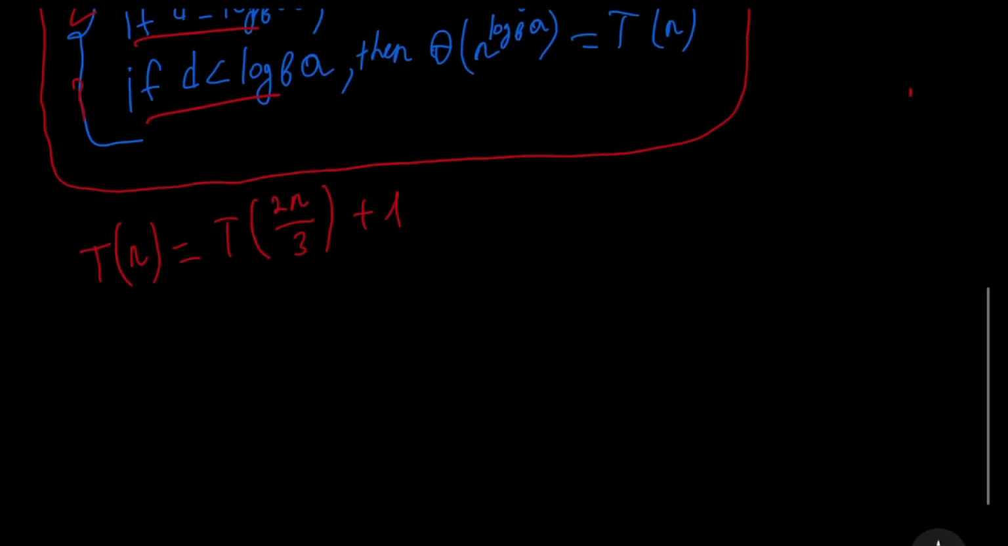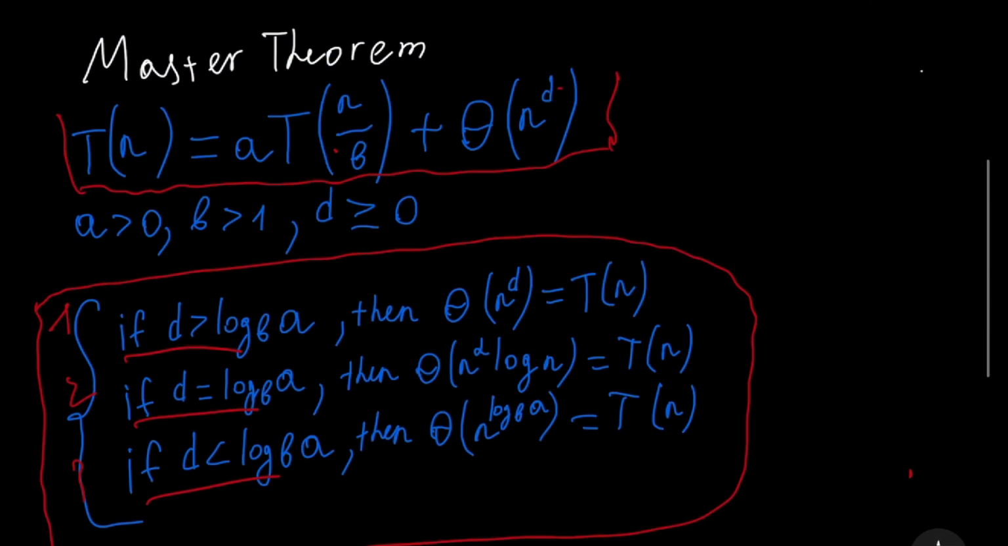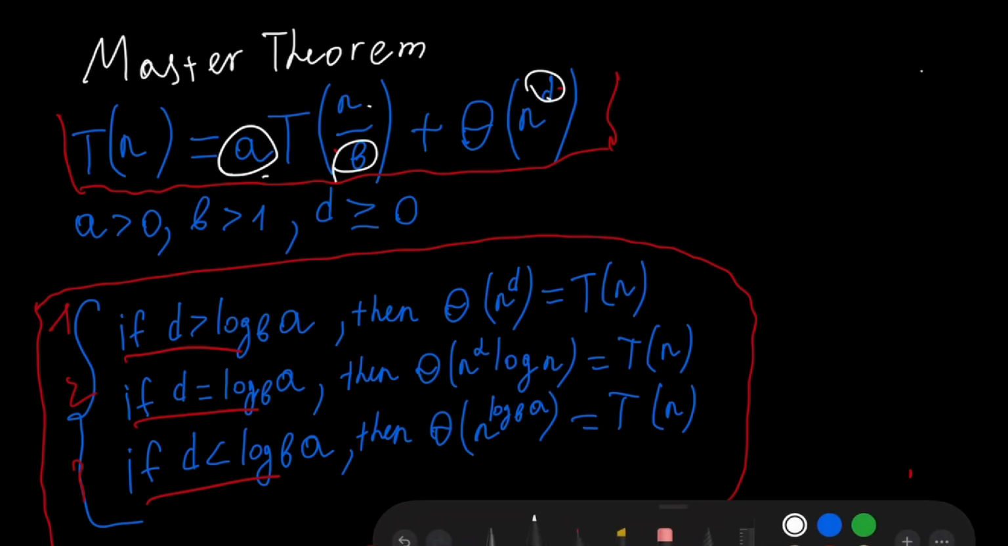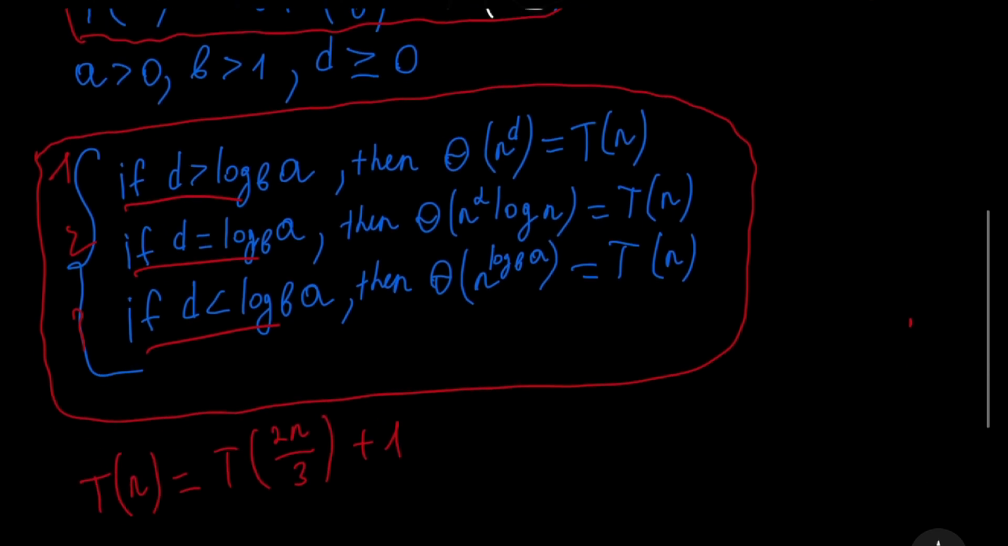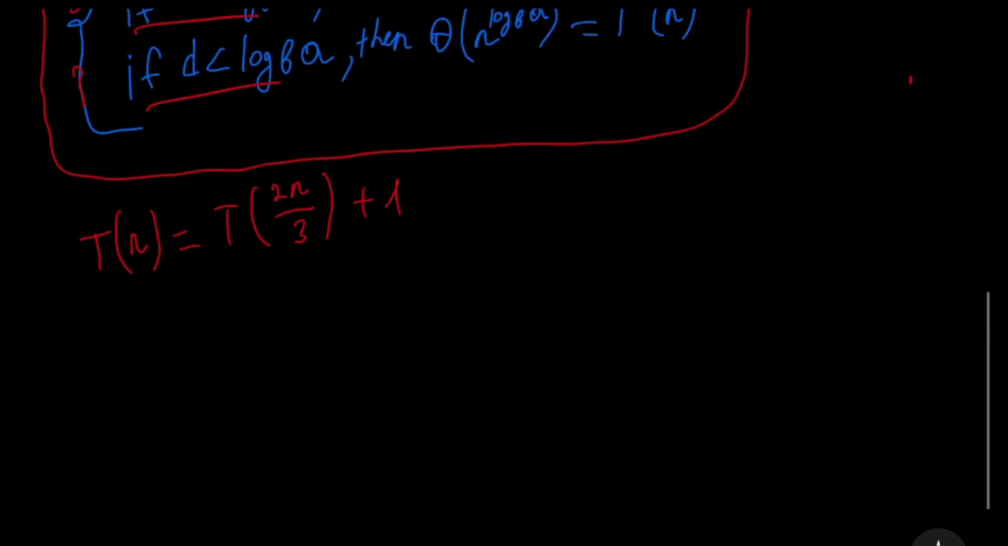So yeah, we have a, b, and d. A is just the constant in front of the T. B is the denominator of n in the T, and d is just the degree of n, right? By the way, we don't care about this theta. We don't need it, so only pay attention to this n. Okay, so in our case, we have a here, b here, and d somewhere here.